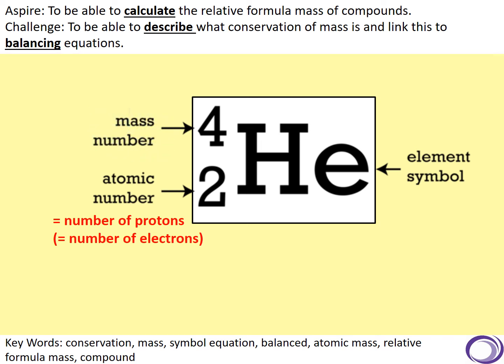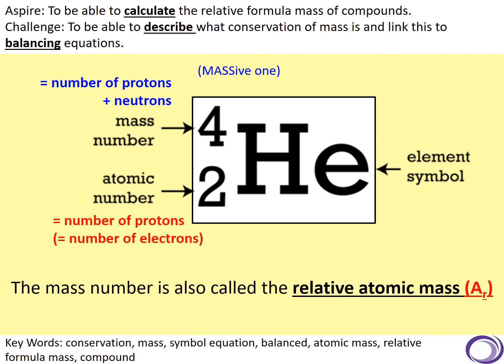The second number at the top is the mass number. It's the massive number, is the way that I remember it. And that one is made up of the number of protons and the number of neutrons. Because remember, in an atom, the subatomic particles that have enough mass for us to worry about are the protons and the neutrons. So, as I've said, we remember the mass number as the massive one. All right, and it's also referred to as the relative atomic mass because it's comparing different atoms with each other. And we can use a symbol, capital A, with a subscript R to represent that because us lazy chemists don't like writing out relative atomic mass all the time.